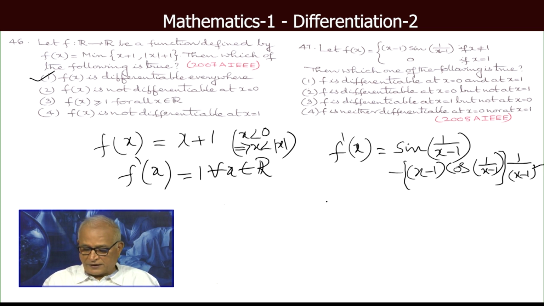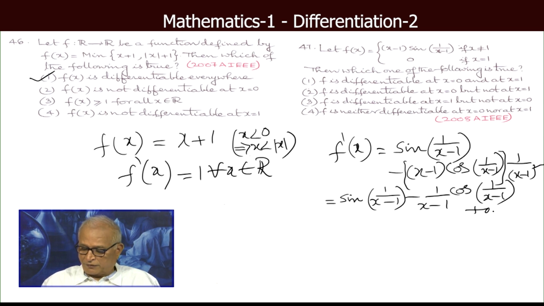ఇక్కడ ఒకటి క్యాన్సిల్ చేసేయచ్చు. సో sin 1 by (x minus 1) minus 1 by (x minus 1) cos 1 by (x minus 1) for x not equal to 1. So, absolutely no doubt about the existence of the derivative of f for all x not equal to 1. ఇంకా 1 దగ్గర న్యూటన్ కోషెంట్ ఫార్మ్ చేస్తే 1 దగ్గర కంటిన్యూస్ అవుతుంది కానీ డిఫరెన్షియబుల్ కాదు.